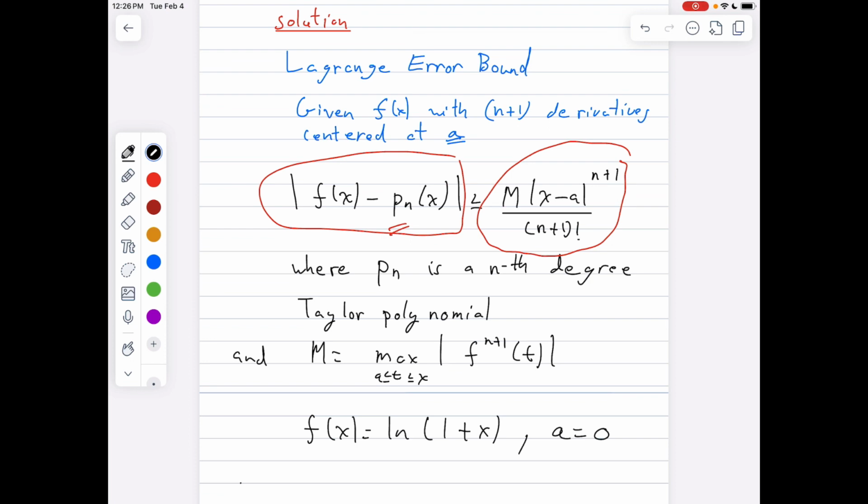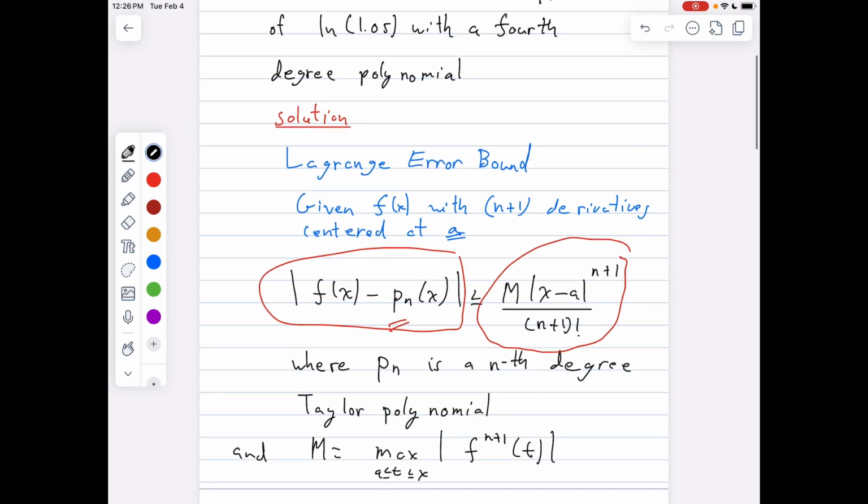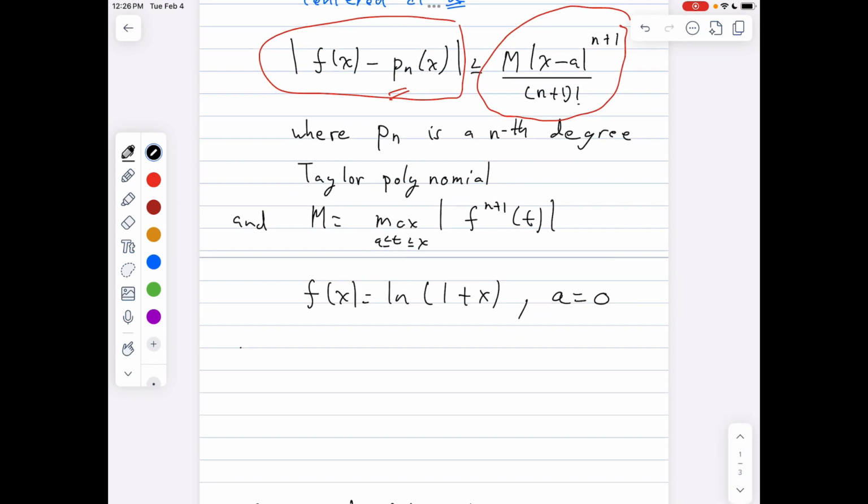Now, I was trying to approximate ln of 1.05 here, so I'm going to work with f of x equals ln of 1 plus x. And there's a known series for that, and I would be centering it at 0. In particular, because there's a series centered at 0 for ln of 1 plus x that we know, and then we can take derivatives of, that's why.